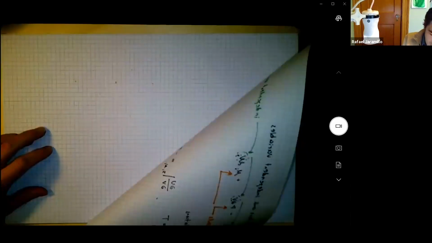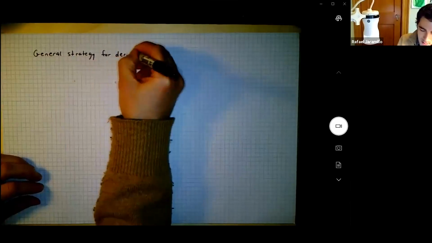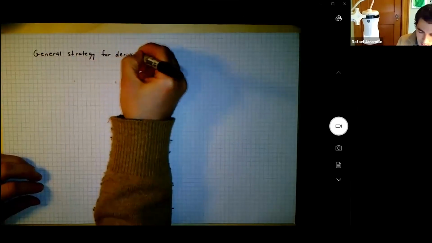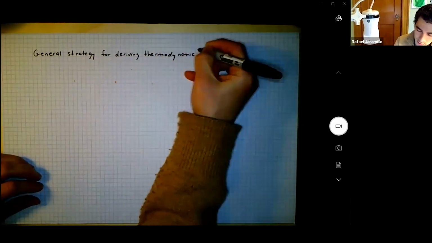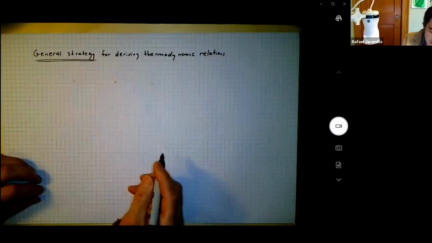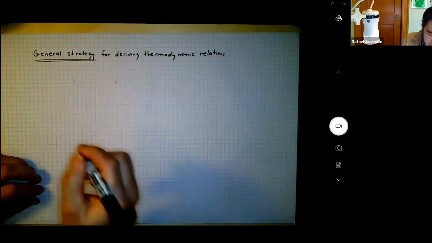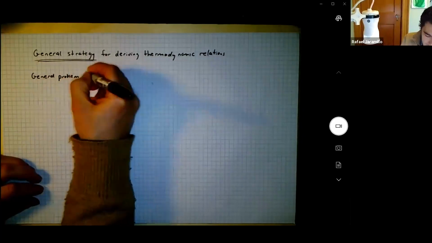I wouldn't have called it strategy. I think it's a little funny, besides it's a tactic, not a strategy, but that's what it's called in DeHoff, so I'll stick with it. The general strategy for deriving thermodynamic relations. This is really best illustrated by an example, so that's what we're going to do. Here is the general problem statement.